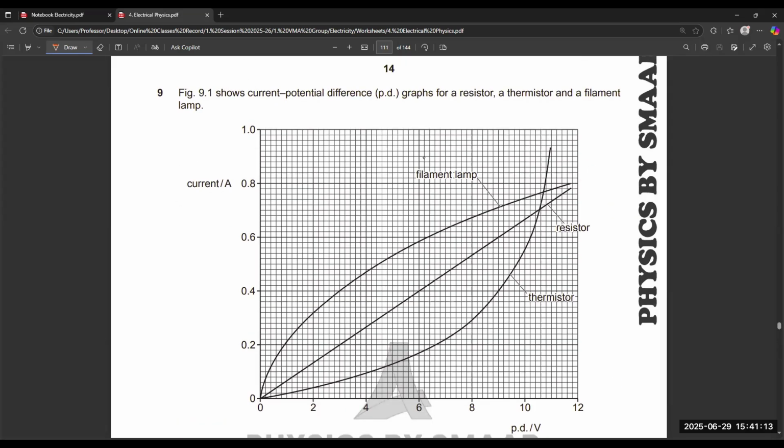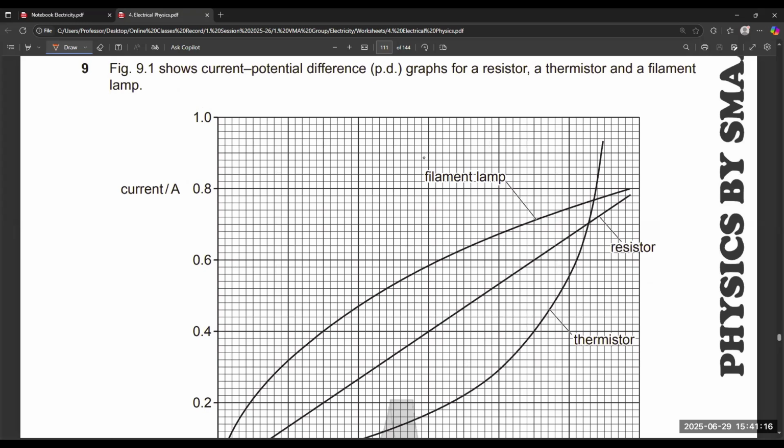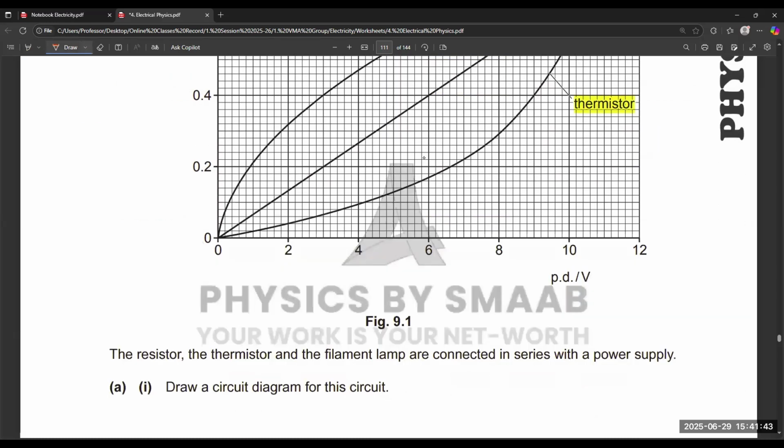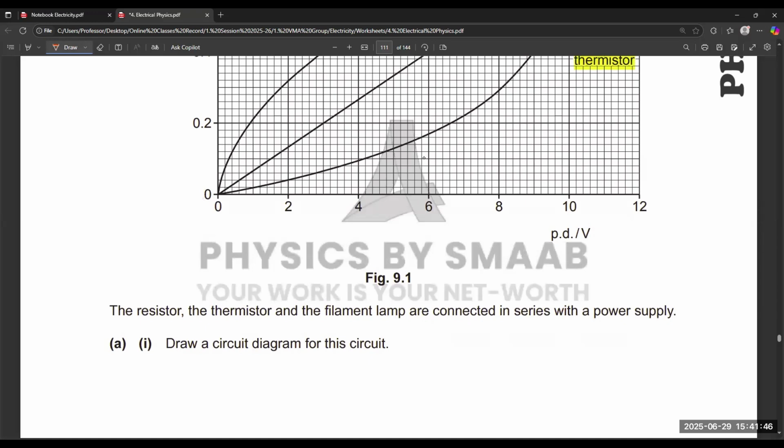Okay, one more question, but this time we have a different category of question from the last three questions. Question number 9 shows a current potential difference graph. It means a current voltage graph for a resistor, thermistor, and a filament lamp. So three components are connected as mentioned in the graphical representation. Now, the resistor, thermistor, and filament lamp are connected in series with a power supply. Draw a circuit diagram for this circuit.